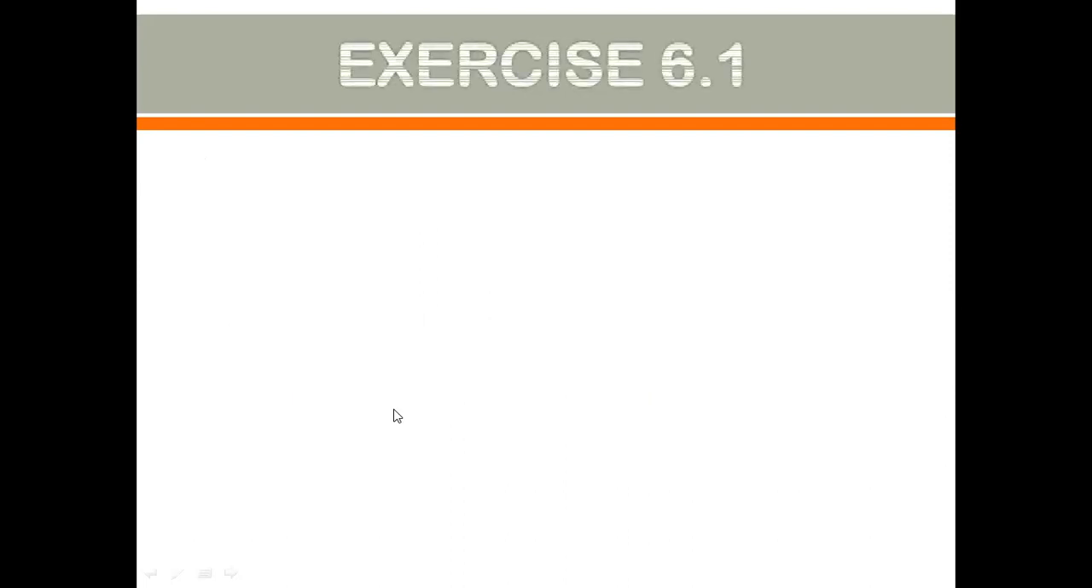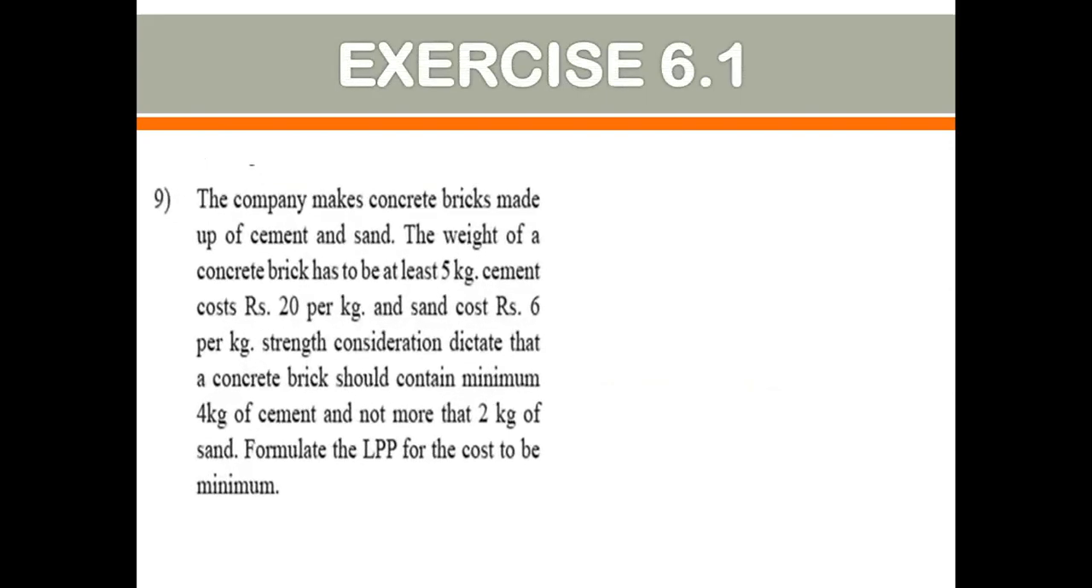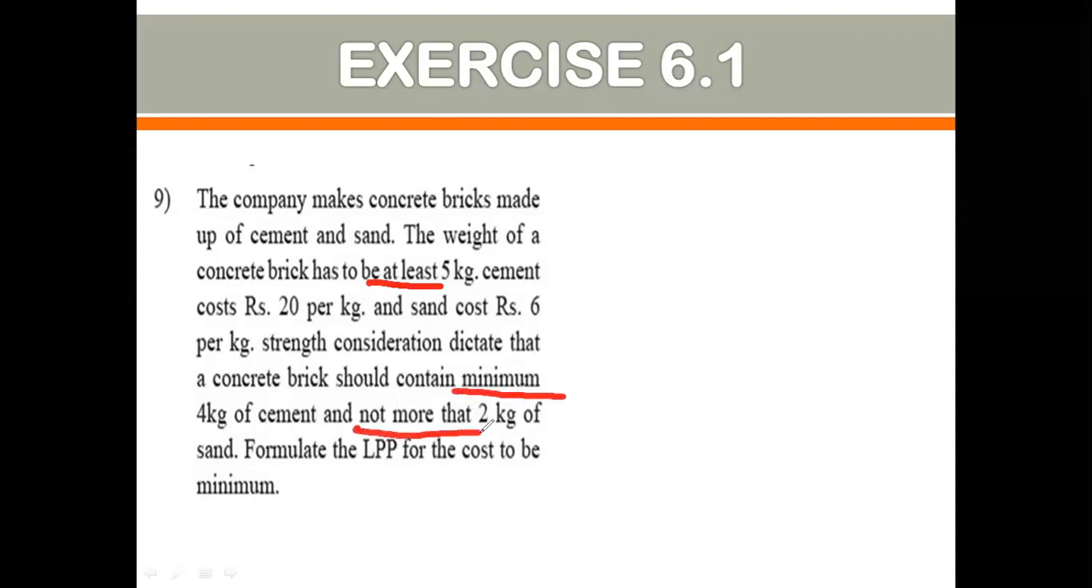So with this, we continue with our exercise 6.1, the remaining sums. Coming to sum number 9. The company makes concrete bricks made up of cement and sand. The weight of a concrete brick has to be at least 5 kg. And the cement costs rupees 20 per kg and sand costs rupees 6 per kg. The strength consideration dictates that a concrete brick should contain minimum 4 kg of cement and not more than 2 kg of sand. Formulate the LPP for the cost to be minimum.